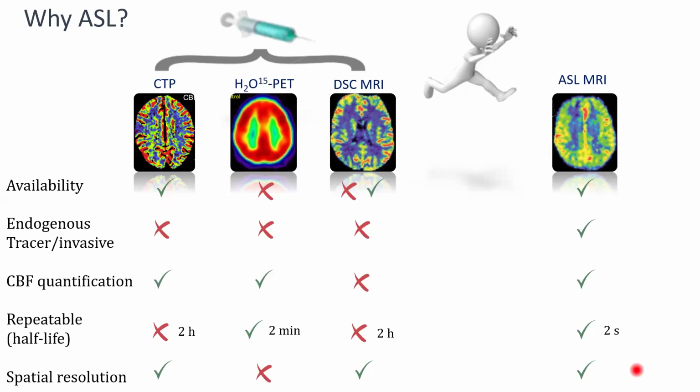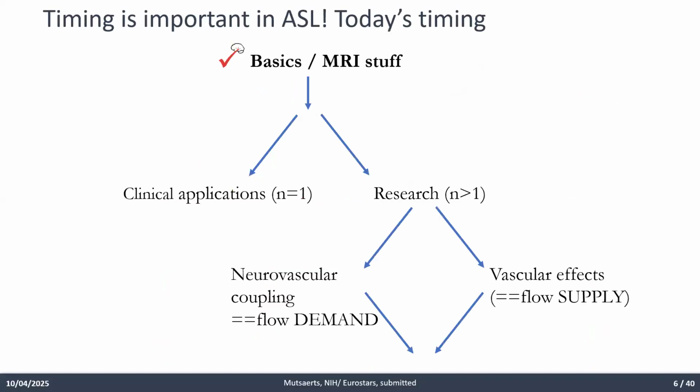But the nice thing with ASL MRI is that we can do more and more novel tricks with it, like Dr. Vilela has showed, and Beatrice will also present on the blood-brain barrier. So we can improve the technique and be able to measure more of the cerebrovascular system. I'll show a few basics and go into some research examples, mainly stratifying it in the neurovascular coupling, so the demand for blood flow, and vascular effect, which is more of the supply of blood flow.